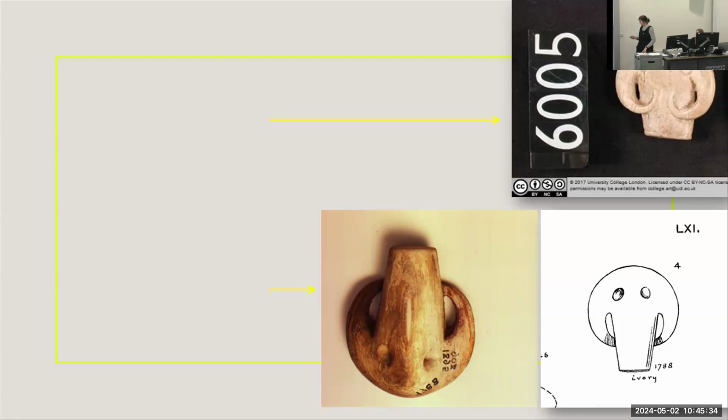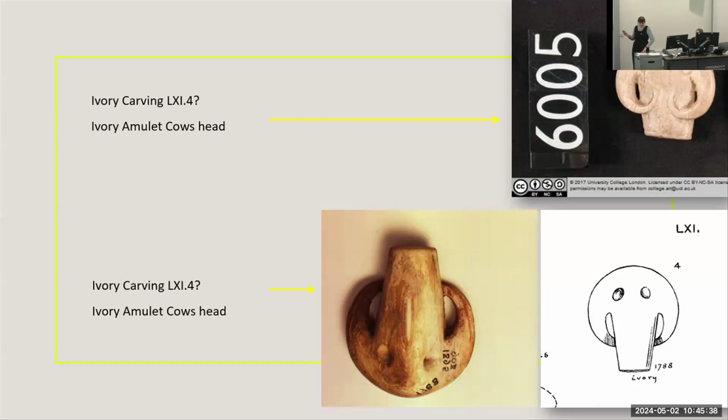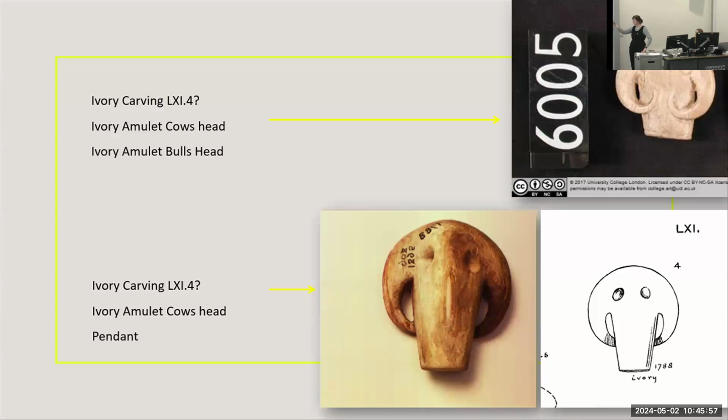The third layer to this is the museum description, which changes the identification again. We now have, rather than two cow amulet heads, a pendant, which doesn't really say much, and a bull amulet. And actually, in the Ashmolean collections online, this is how it's shown. It's shown upside down, so I've turned it around for you so you can see it properly.